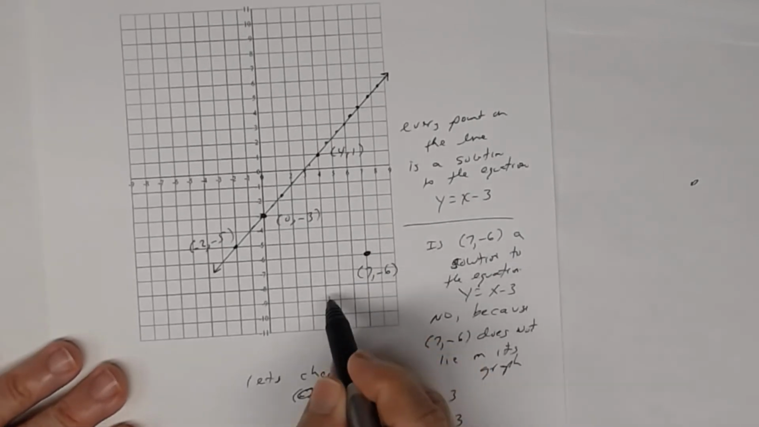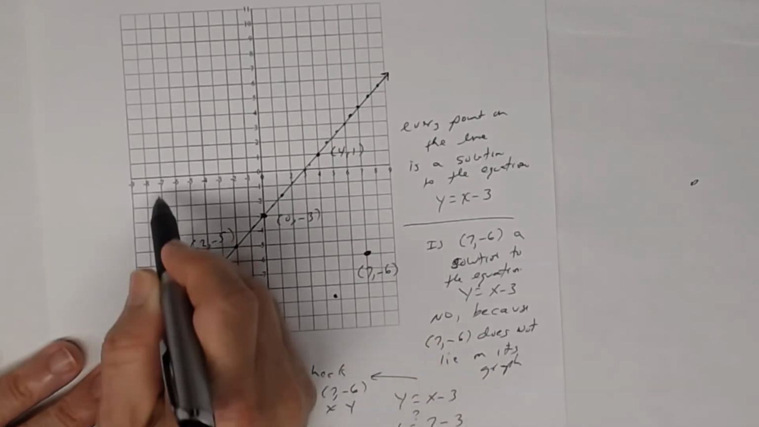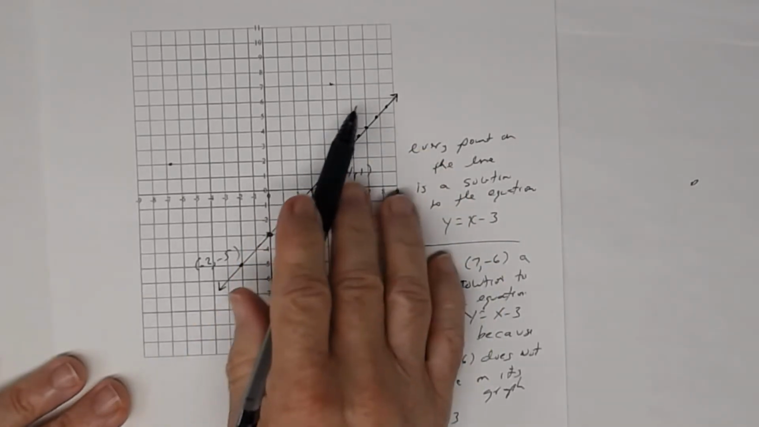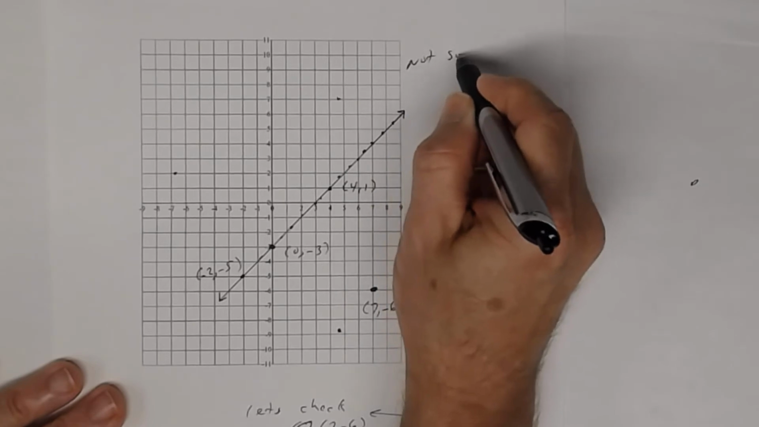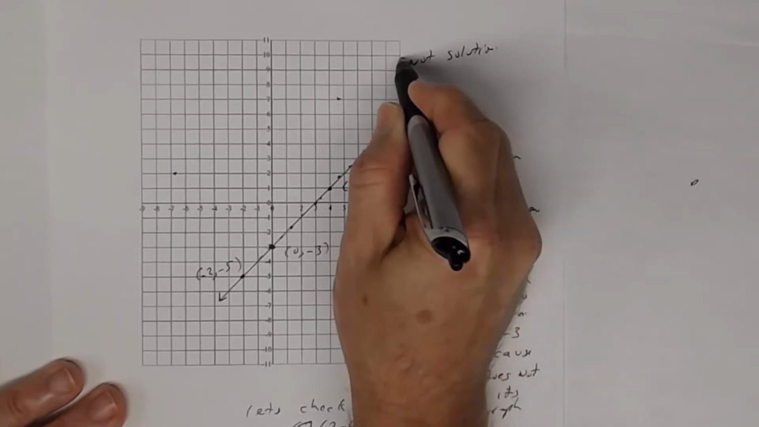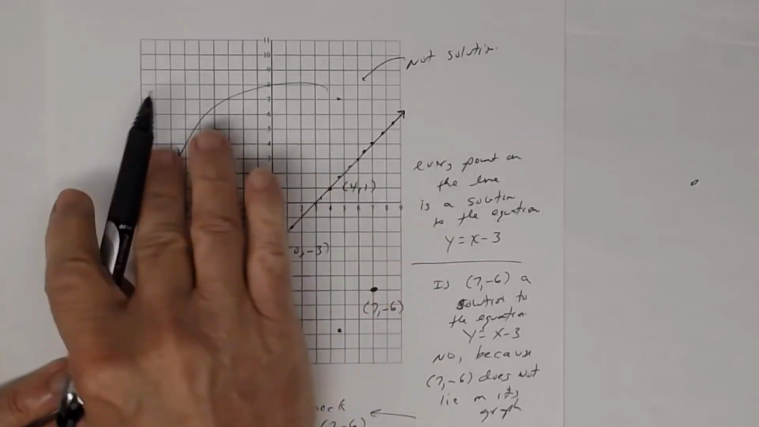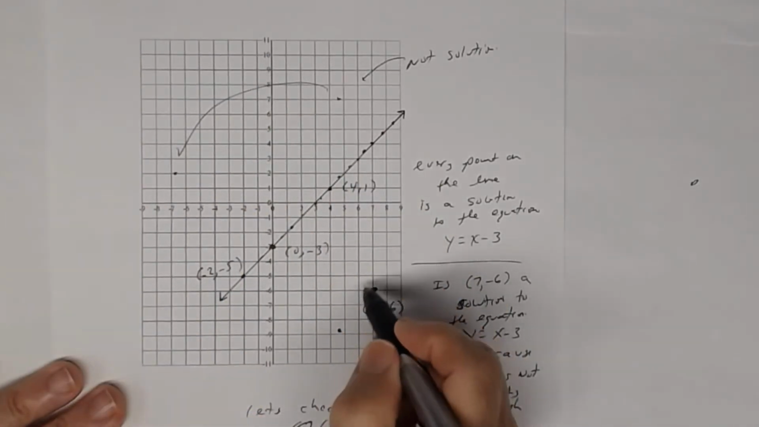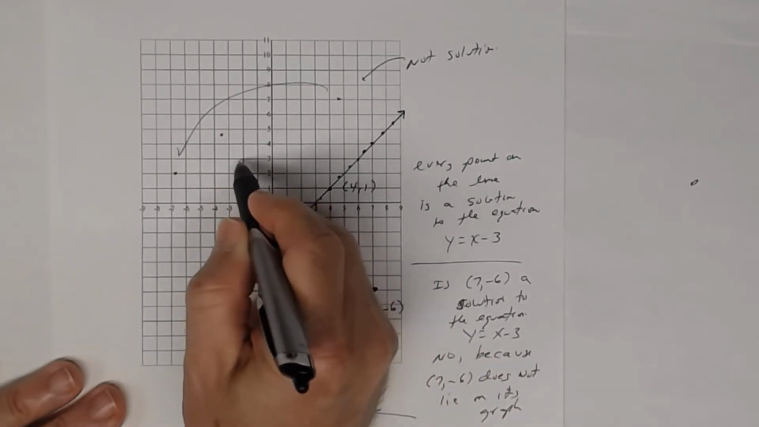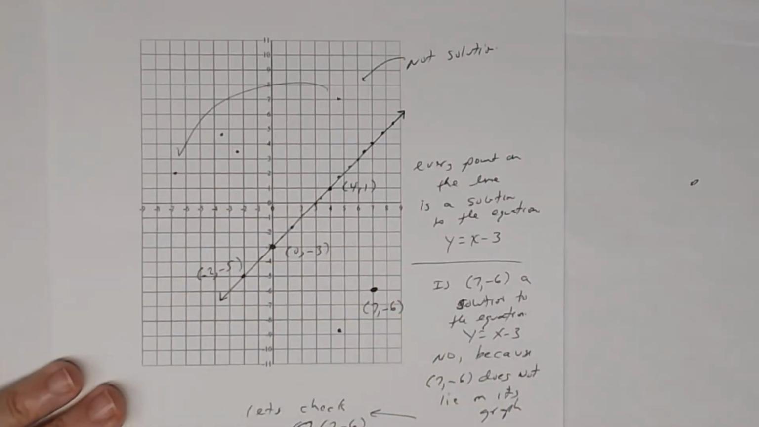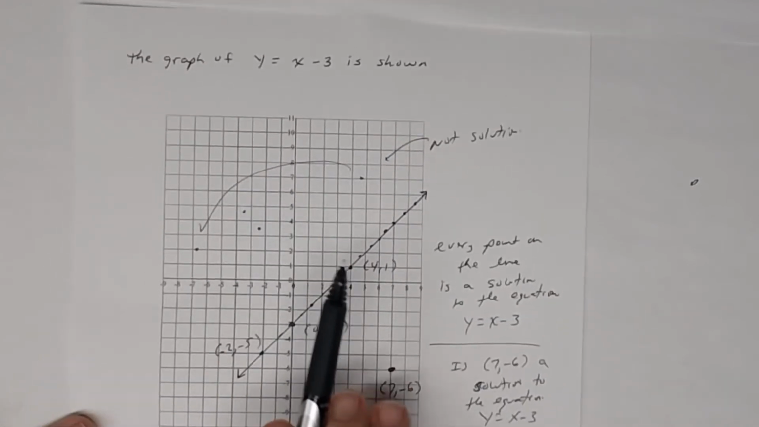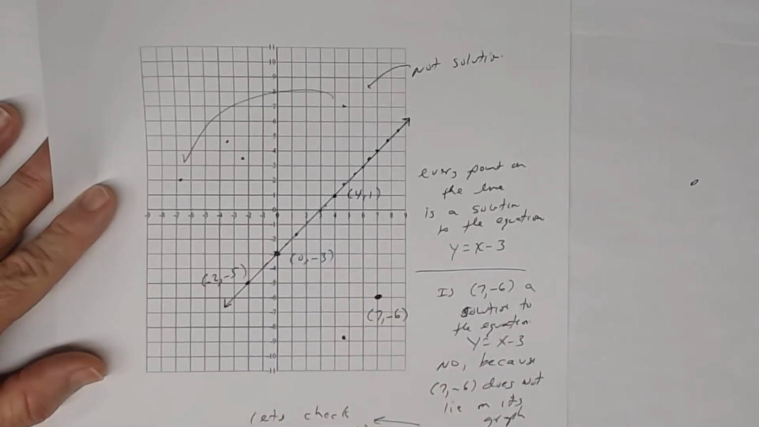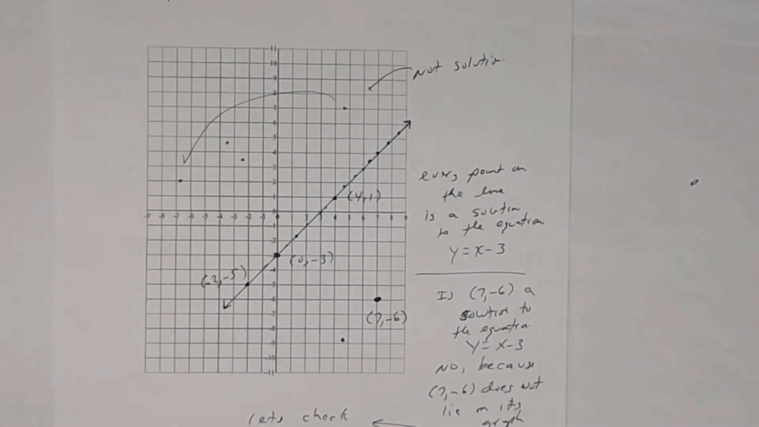In fact, all of these points over here, that's not a solution, that's not a solution, and so on. All these points outside, there are an infinite number of points, are not solutions. The only solutions to this equation are the ones that lie on the graph. Okay? All right, now let's look at some examples.